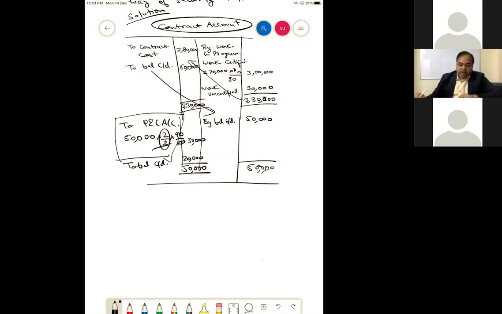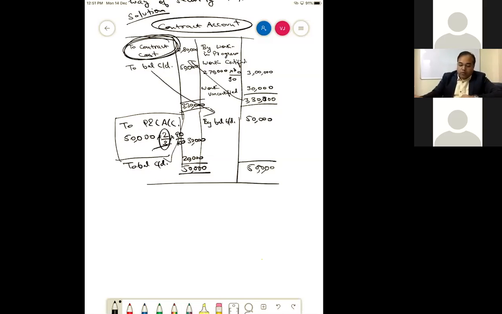Now you see in your contract account that we split work in progress into two categories, that is work certified and work uncertified. Then there are other things also which you need to keep in mind. Now you see over here that we wrote down contract cost. Clear? Now this one figure, you are not actually given, you have to calculate it.